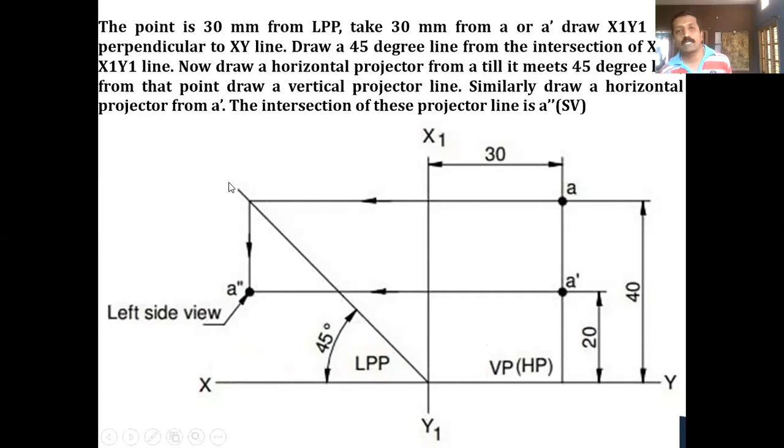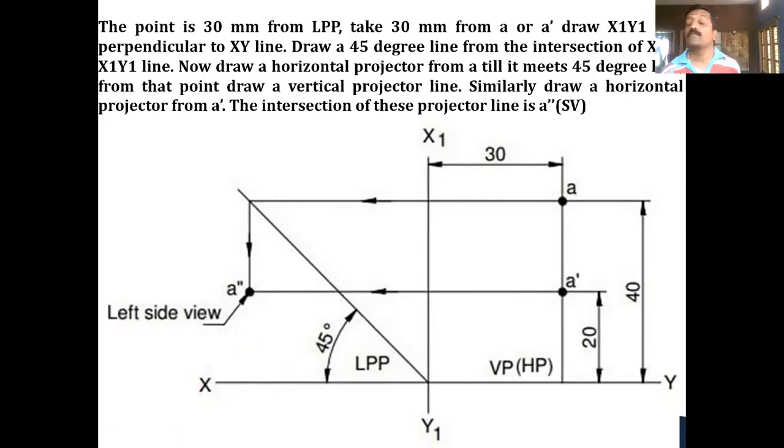After this, let me consider the top view. A is here. Draw the horizontal projector from A top view till it meets the 45-degree line. Now draw the vertical projector line like this. Similarly, from the front view, from A dash, draw the horizontal projector line till it meets the vertical projector of the top view. Wherever this intersection of the vertical projector of your top view and the horizontal projector of your front view is, you call this one more point, the side view, that is A double dash.